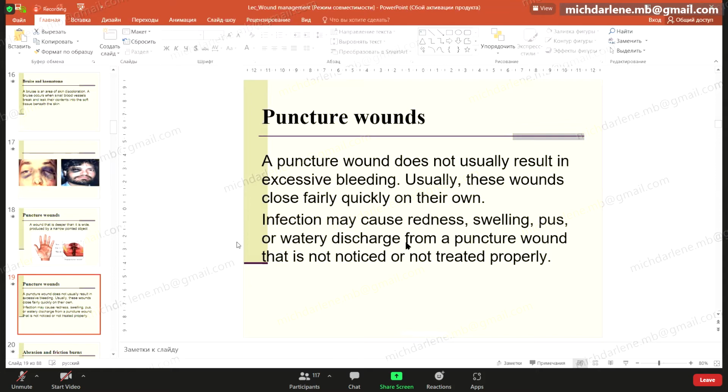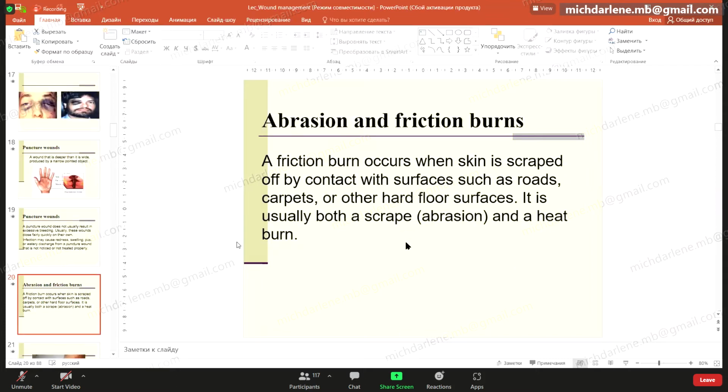Then sometimes we can check the local symptoms of local inflammation. We can see the redness, swelling, pus, and watery discharge, but usually low doses of antibiotics or local use of antiseptic solutions reduce all of this local inflammation. Abrasion and friction burns or wounds.